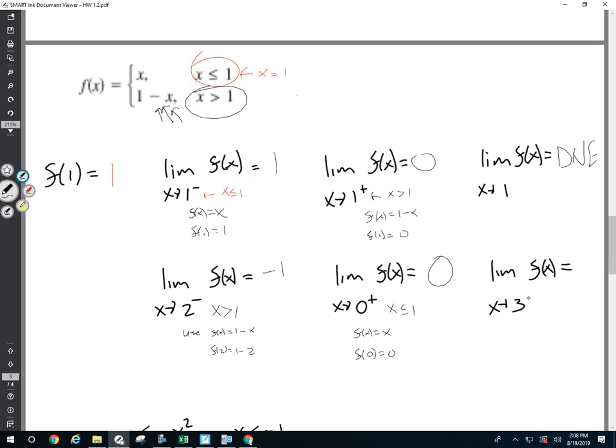Limit as x approaches 3. Well, 3 is bigger than 1, so use this piece, since the function is defined for numbers bigger than 1 using 1 minus x. I plug in 3, I get -2.